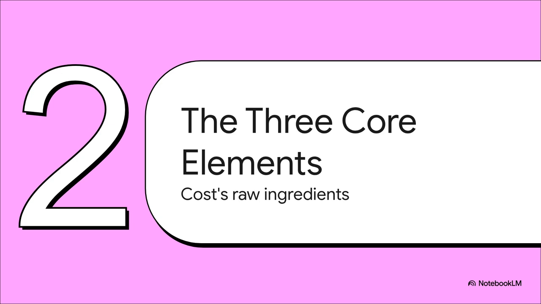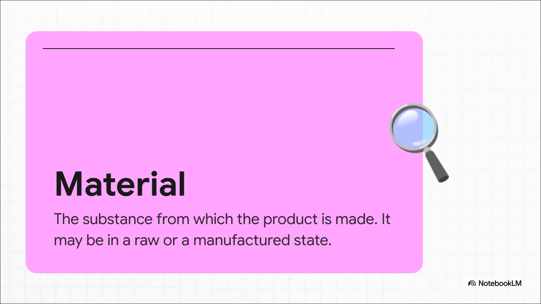Okay, so believe it or not, every single cost for anything you can buy boils down to just 3 basic things. You can think of them as the raw ingredients, the DNA of cost, really. They are material, labor, and expenses. Let's dig into each one. First up, material. This one's pretty straightforward, right? It's the actual physical stuff that becomes the product. For a table, it's the timber. Simple enough. But even with something this basic, there's a little twist we need to talk about.